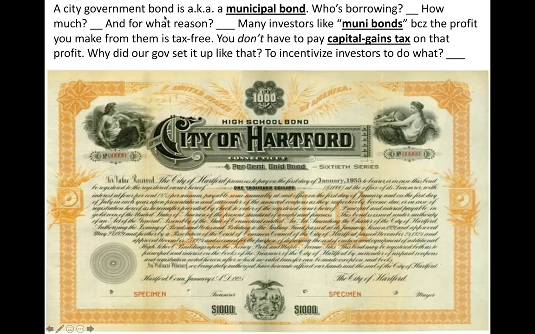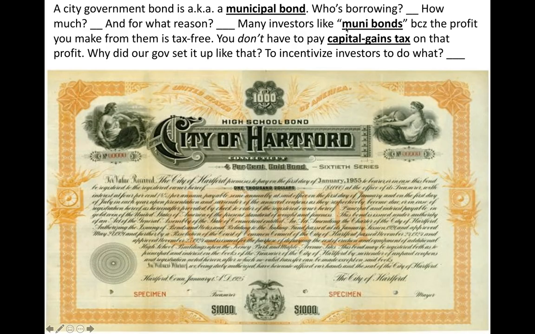A city government bond is also known as a municipal bond. Who is borrowing? Well, let's look down here. It's the city of Hartford, Connecticut. How much are they borrowing? Well, if you look here, you can see they're going to borrow $1,000. And for what reason? If you look right here, it says high school bonds. So they're probably fixing up or building new high schools.